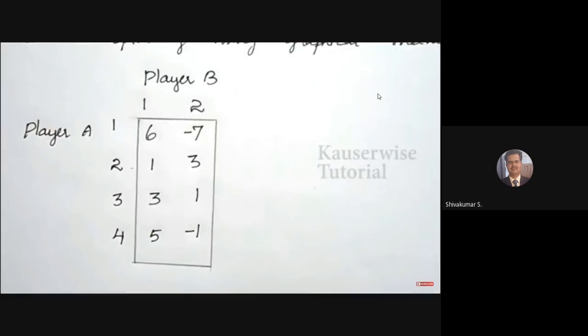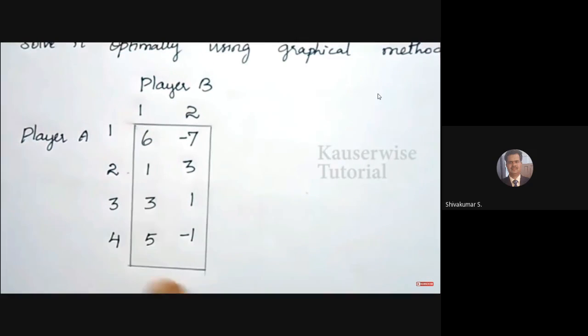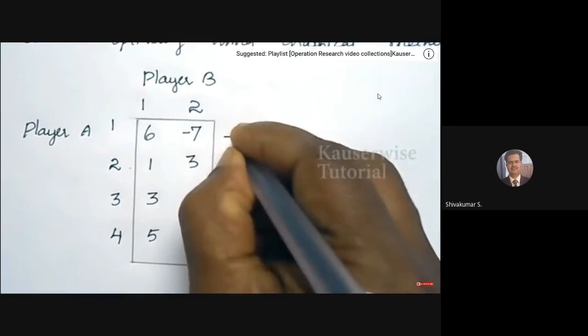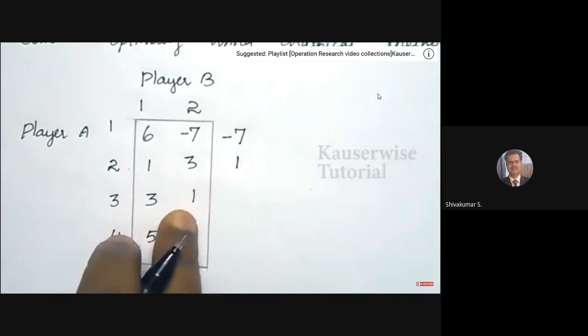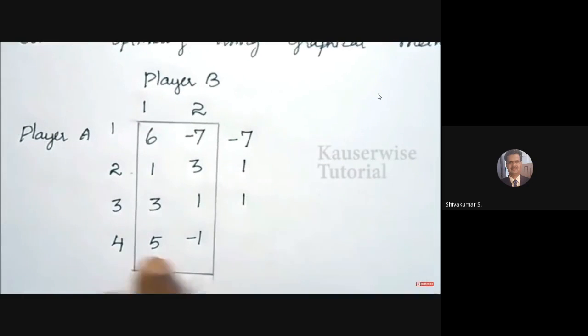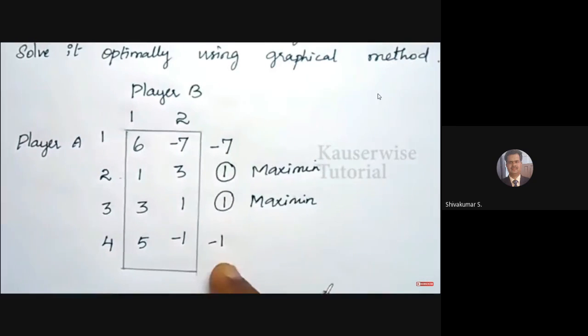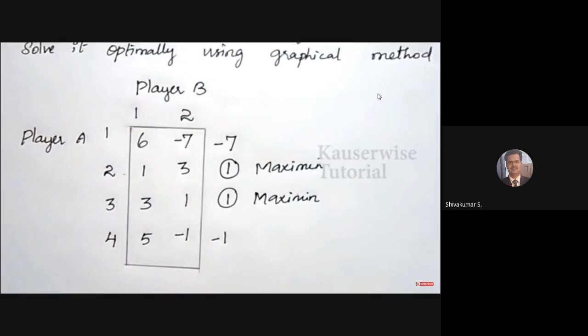In order to find out the saddle point, just find out the row minimum for each and every row. Look at the first row, the minimum value is -7. In the second row, minimum value is 1. In the third row, minimum value is 1. In the fourth row, minimum value is -1. Among these values, the maximum value is 1. Now find out the minimax value.